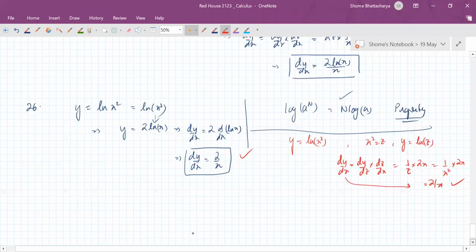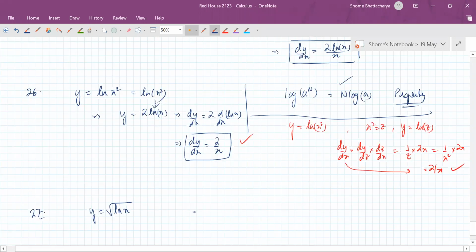So here we'll have to use chain rule. Okay, so we will express ln x as z. So y becomes root z. So dy by dx becomes differentiation of root z, that is 1 by 2 root z, into differentiation of ln x, which is 1 by x.